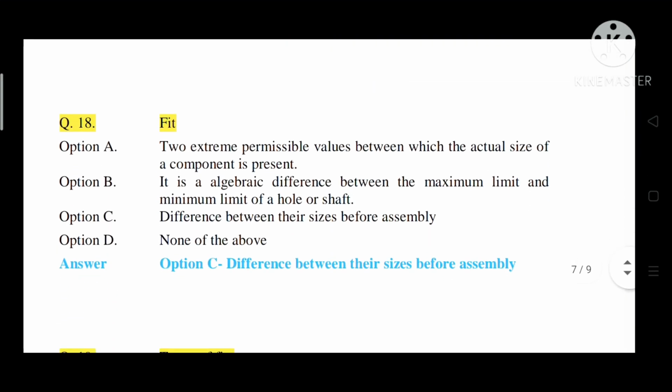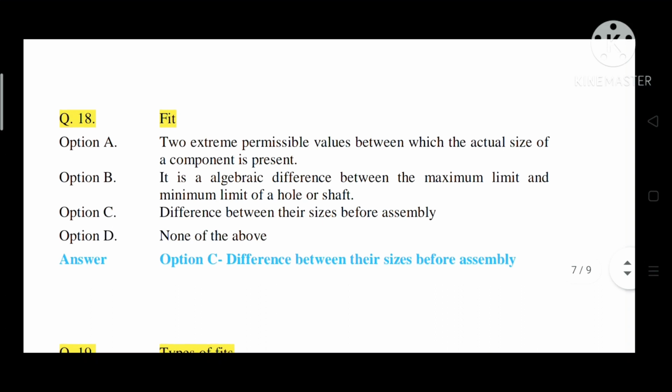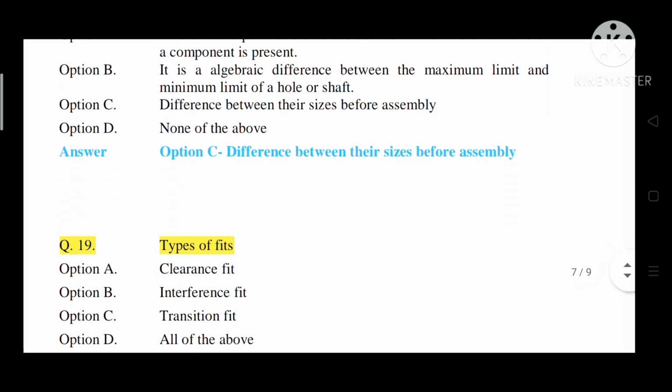Question number 18. What is fit? Options are: option A, two extreme permissible values between which the actual size of a component is present. Option B, it is an algebraic difference between the maximum limit and minimum limit of a hole or shaft. Option C, difference between their sizes before assembly. Option D, none of the above. So correct answer is option C, that is difference between their sizes before assembly, that is fit.